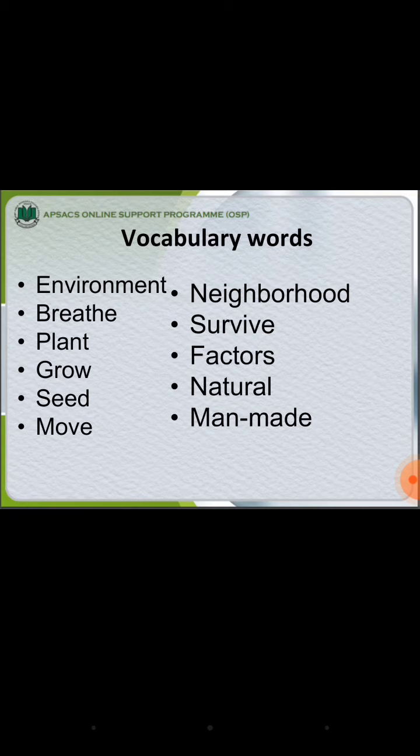Vocabulary words. Repeat after me. Environment, breathe, plant, grow, seed, move, neighborhood, survive, factors, natural, man-made. We are going to use these words in our chapter.